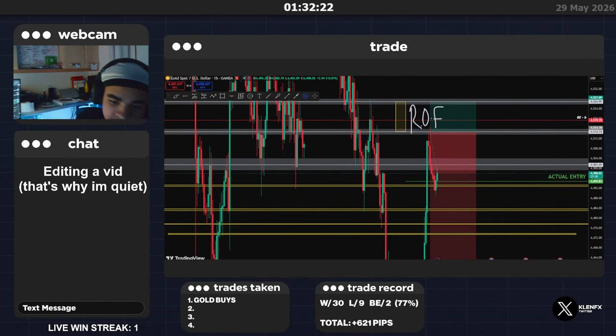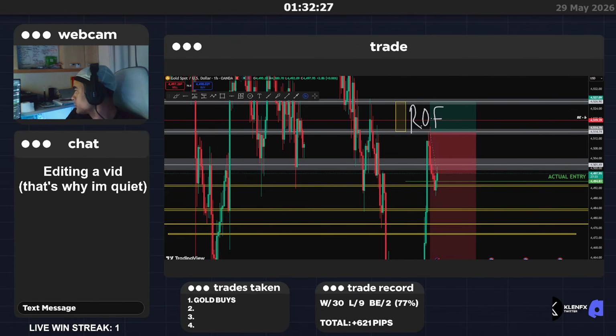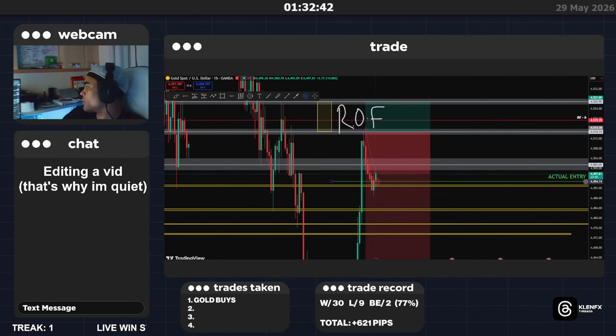I've not even tapped in. What's going on? We're in profits, guys. We are in profits. It looks to be that we are in profits around 25 pips. This looks like a nice, decent, strong rejection off here.